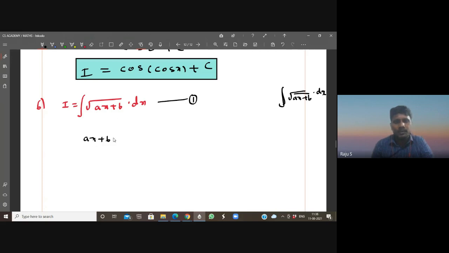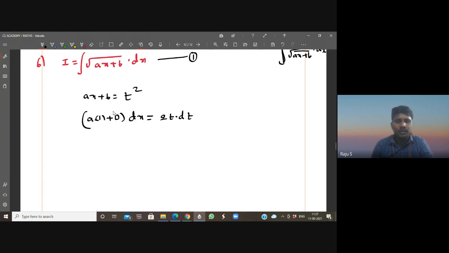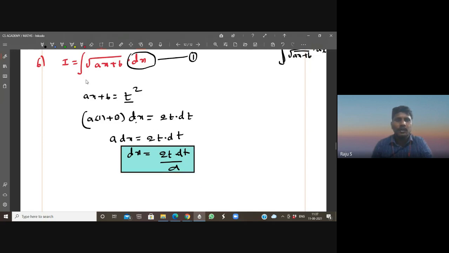I want to take ax plus b is equal to t square. When you take t square, the square and square root cancel. Now differentiate on both sides. A into the derivative of x is 1, plus b is a constant, derivative 0, into dx. On the right side, the derivative of t square is 2t, and the derivative of t is dt. Now a dx is equal to 2t dt, but we require only dx. So dx is equal to 2t dt by a, right, students? Now, in place of dx, substitute this value, and in place of ax plus b, substitute t square in equation 1.